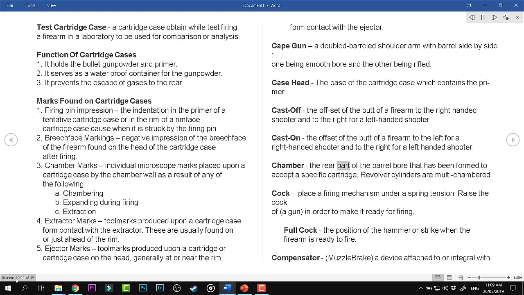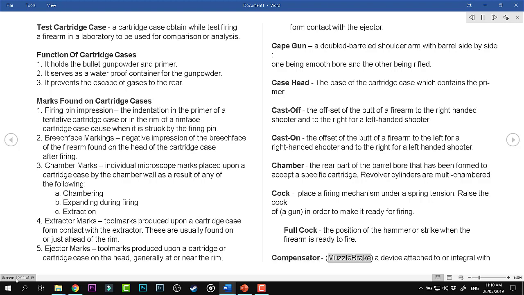Chamber, the rear part of the barrel bore that has been formed to accept a specific cartridge. Revolver cylinders are multi-chambered. Cock, to place a firing mechanism under spring tension; raise the cock of a gun in order to make it ready for firing. Full cock, the position of the hammer or striker when the firearm is ready to fire.